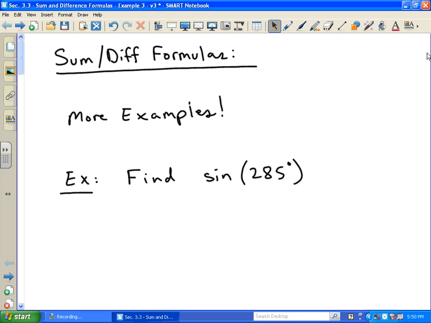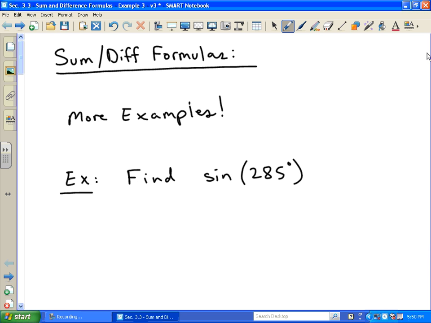I'd like to look at some more examples of using sum and difference formulas. On this one, consider: find the sine of 285 degrees. Well, this one is in degree measure already, so we don't have that problem. However, for 285 degrees, we need a reference angle, or at least we need to know where that's located.